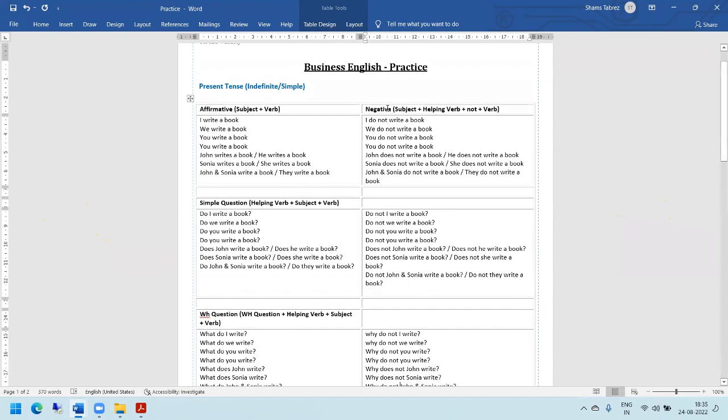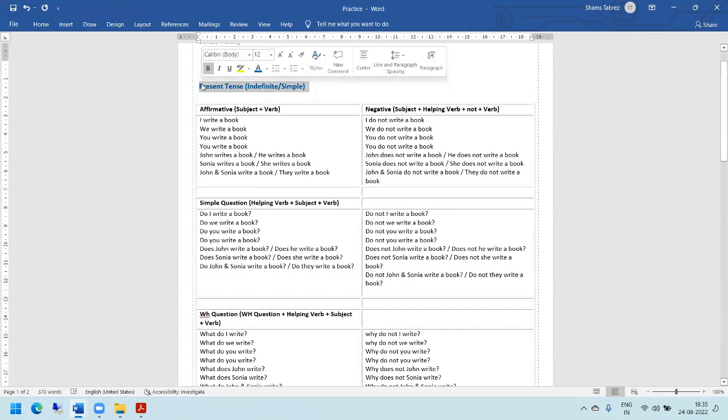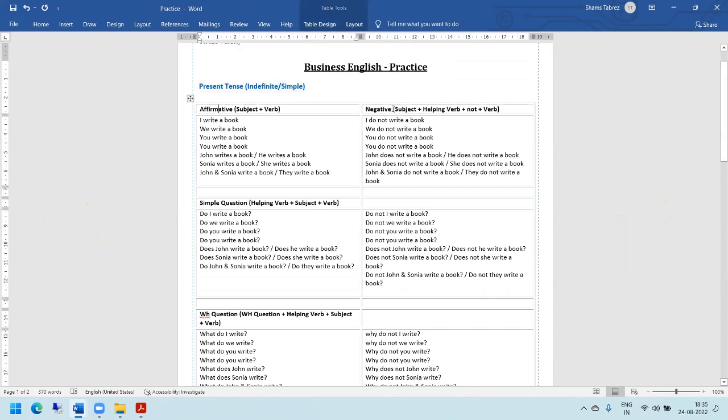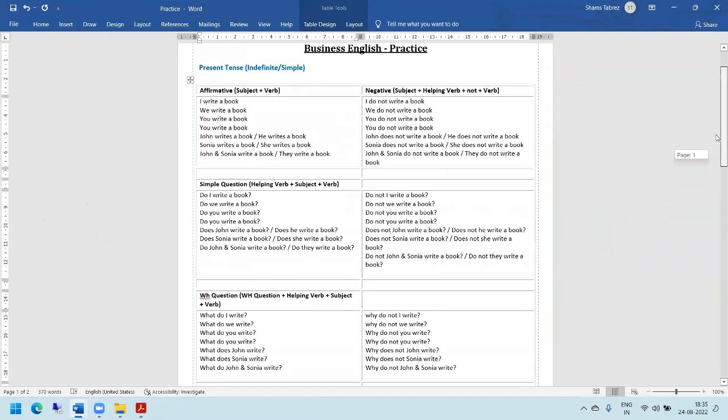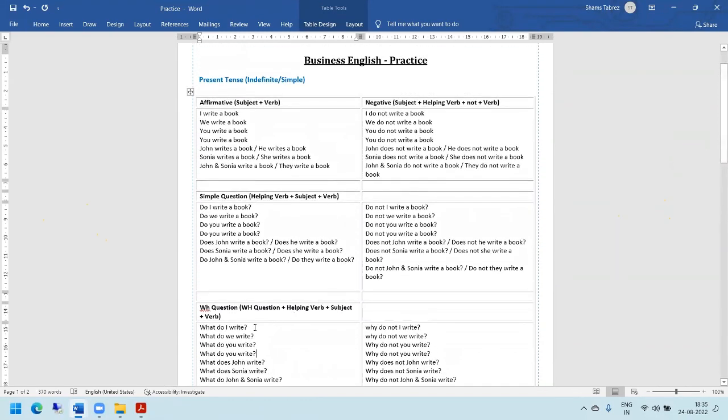Now you see here, in simple present tense, we have affirmative sentence, negative sentence, simple question, and WH question. Simple question without not, simple question with not. Similarly, WH question without not and with not. Now you see here, the WH question, what do I write? Then the answer to this one we get in affirmative sentence or negative sentence.